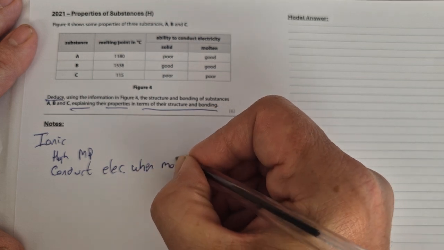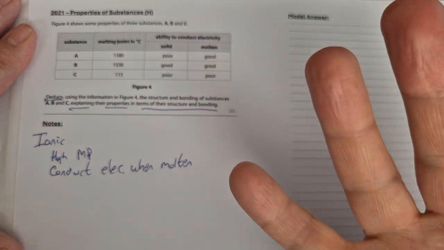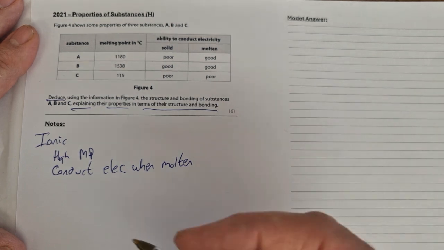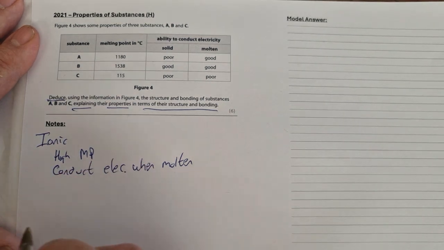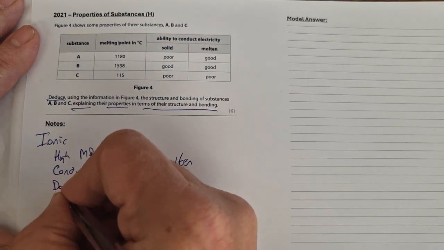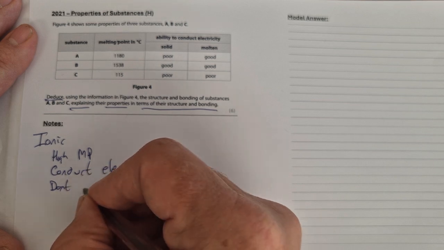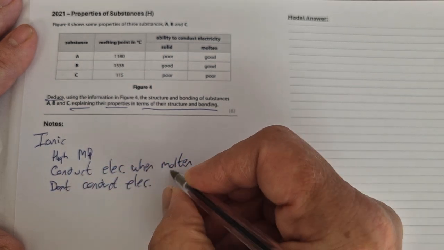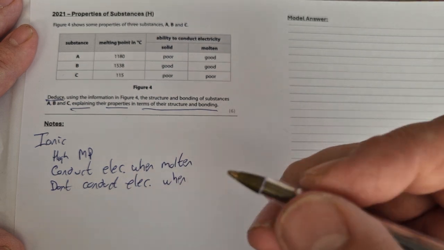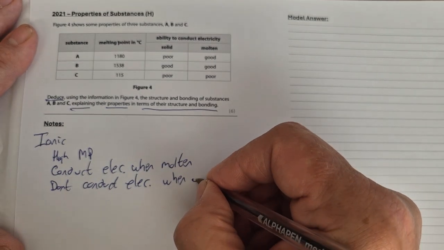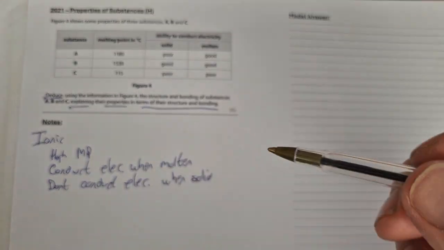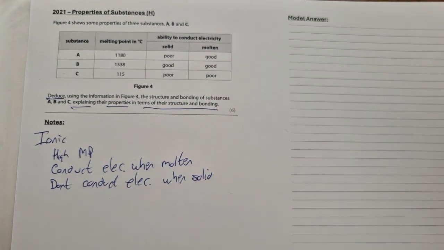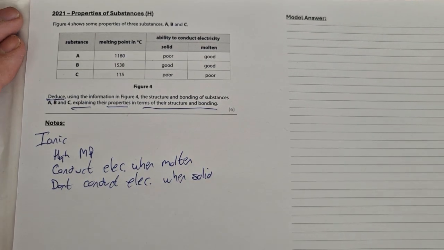We'll go through that when we go through the question in a moment, but essentially it's to do with the movement of the ions. The ions can move. They do not conduct electricity when solid, because the ions are in fixed position when solid. So that's what to remember about ionic bonds with high melting points. They conduct when molten and don't conduct when they're solid.